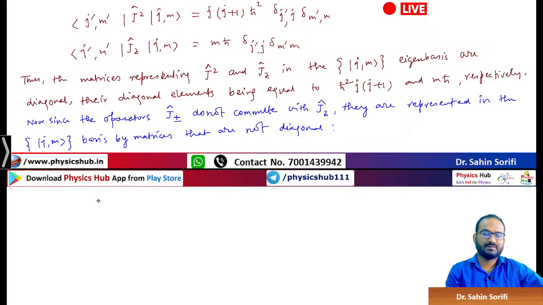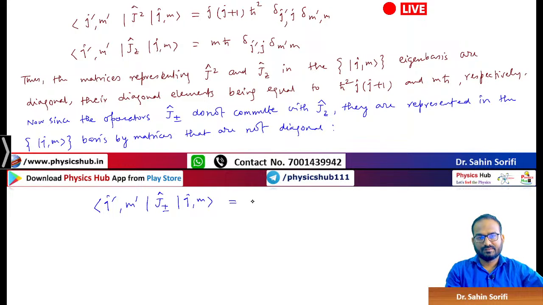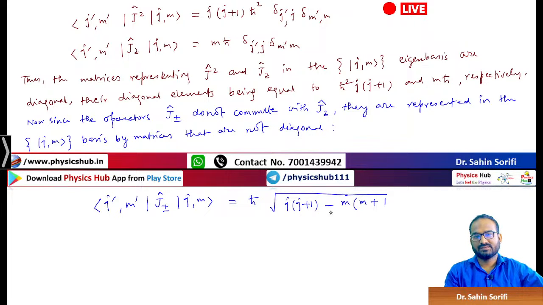What does it mean mathematically? Mathematically speaking, we can write it in this way: ⟨J′ M′| J± |J M⟩ equals ħ times the square root of J(J+1) − M(M±1), for J plus, M plus 1, and for J minus, M minus 1. So we have written it together with delta J′J delta.